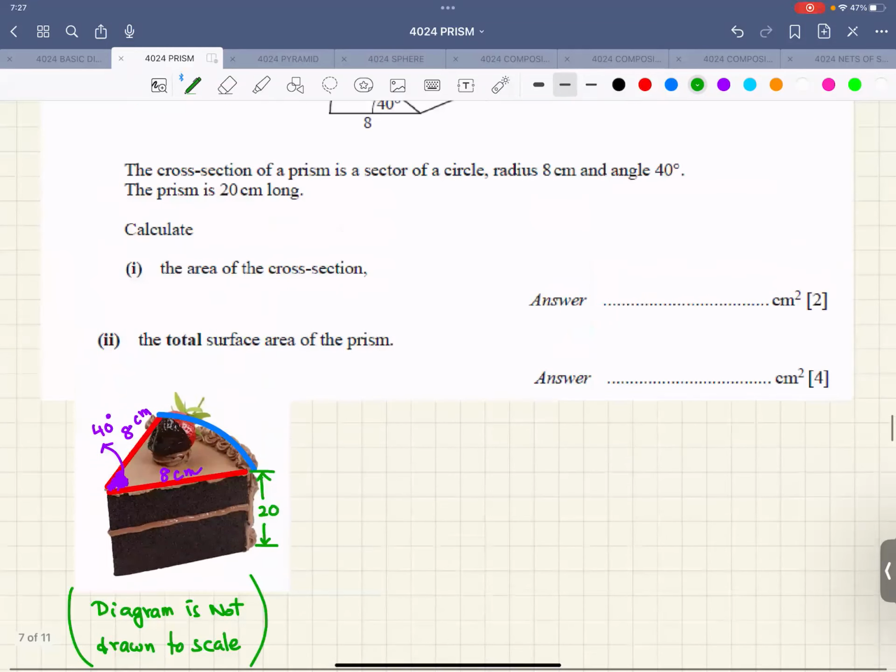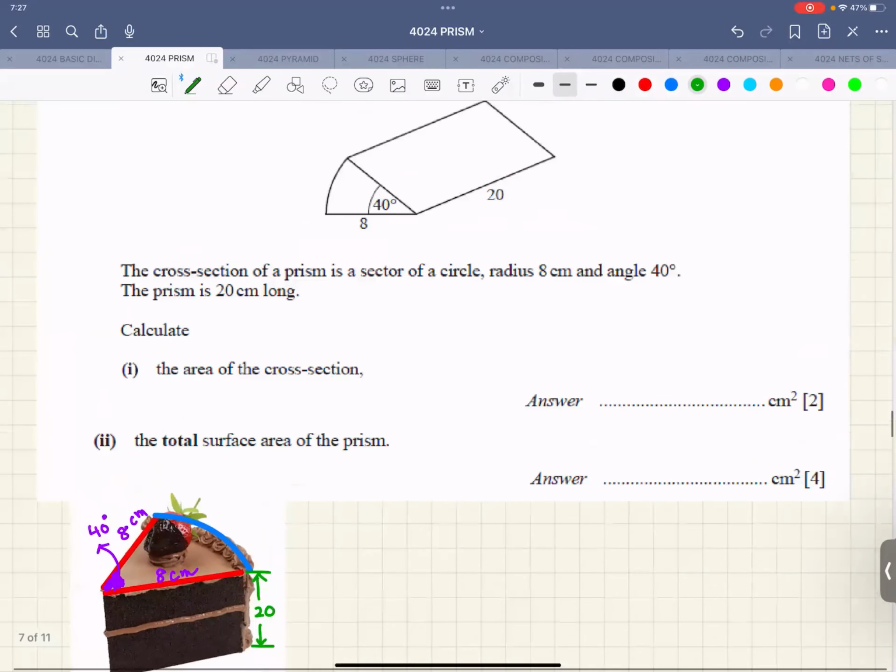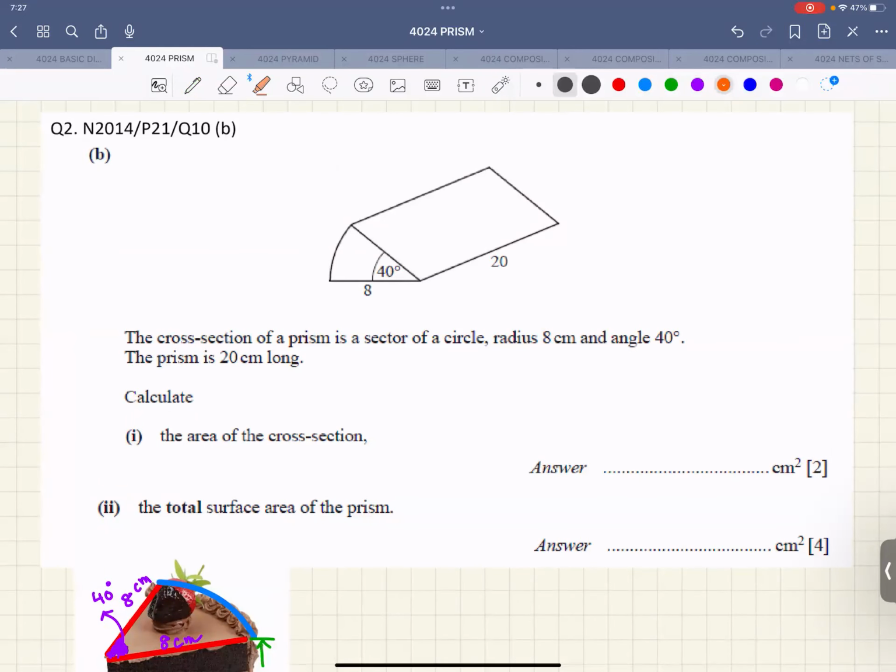What do we need? Calculate the area of the cross section. Now keep in mind, whenever you solve a question, since we are doing topical questions, make sure whether it's paper 1 or paper 2. So now the first thing, area of cross section. So part B1, that is area of the sector. That is theta over 360 degrees into pi r square. Here theta is 40, 360 is 360, into pi into r, which is 8, squared.